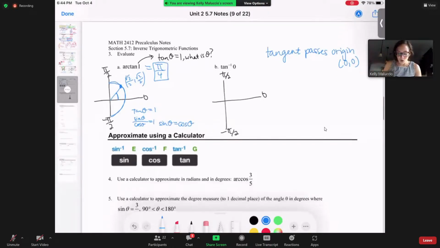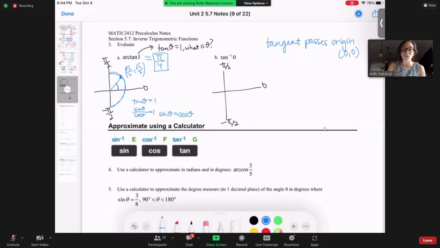Okay, so tangent passes through the origin. So actually, I don't even have to think about it really. Inverse tangent of 0 is where tangent is 0. Sine is 0 on the x-axis, right? That's 0. So this is just 0. That's nice. You could overthink it.